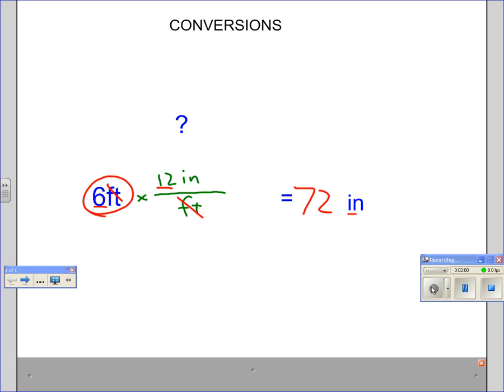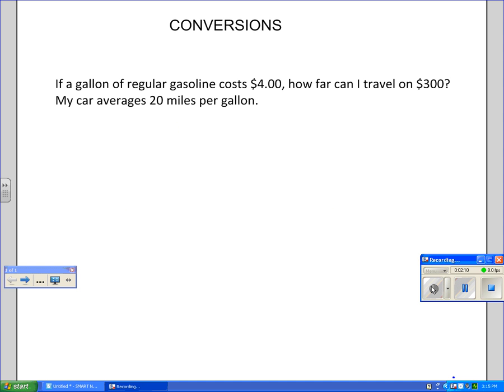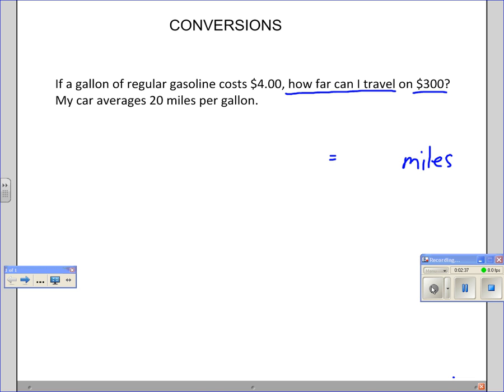We're going to apply this same logic to more complicated problems, like the next problem that we're going to do, which is a 2-step problem. But the process is basically no different. So in this problem, it says if a gallon of regular gasoline costs $4, how far can I travel on $300? My car averages 20 miles per gallon. So how far can I travel? That's our goal, miles. The units of our answer we're immediately going to write down to the right. Now, we're trying to figure out how many miles are in $300, basically $300 worth of gasoline.